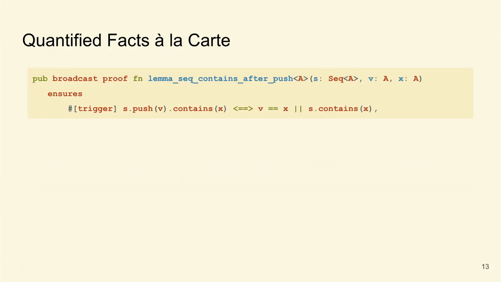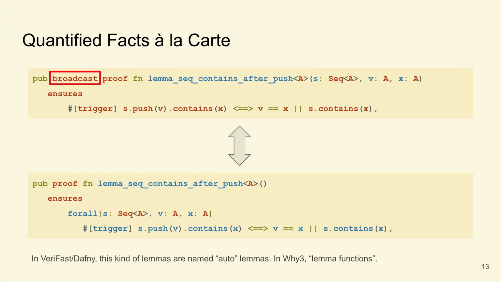And what you can do is you can mark this proof as a broadcast proof. And this will be semantically equivalent to pushing all of the input parameters to be forall-quantified, like an axiom. And this is all done manually in Dafny, verifiers, and Z3. They're either called auto-lemmas or lemma functions. And this is also the reason: since all of the input parameters will be universally quantified, you also need to provide a trigger annotation for it.